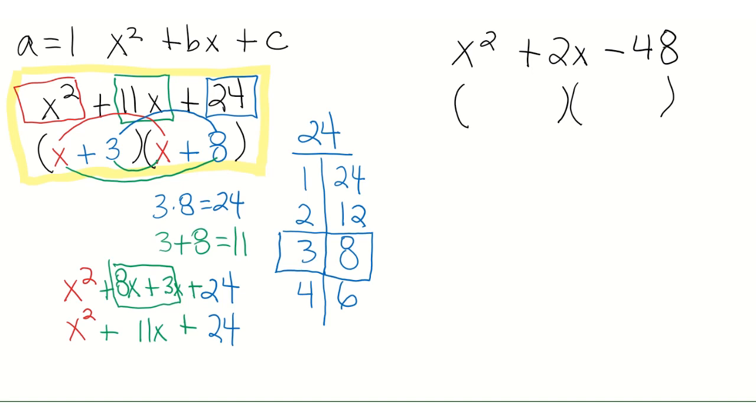So the first one, we're going to look at that first value. I don't have a coefficient because my a is 1. That makes it easy. I'm just going to take the square root. That's going to give me 1x for both of my terms. Now I'm going to factor my negative 48.